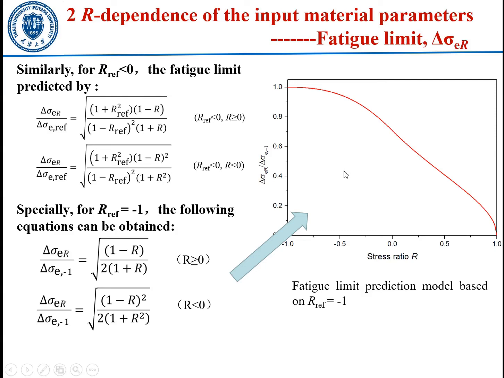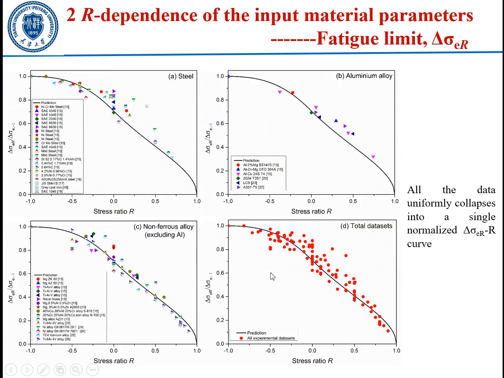The right figure shows the fatigue limit prediction model based on R_ref equals minus 1. To validate our proposed model, we found 144 data points in the reference. The material includes steel, aluminum alloy, and non-ferrous alloy. It can be seen from figures A, B, and C that the proposed model agrees well with the experimental data. Figure D shows all the data together, and it can be seen that all the data are uniformly distributed around the proposed model.